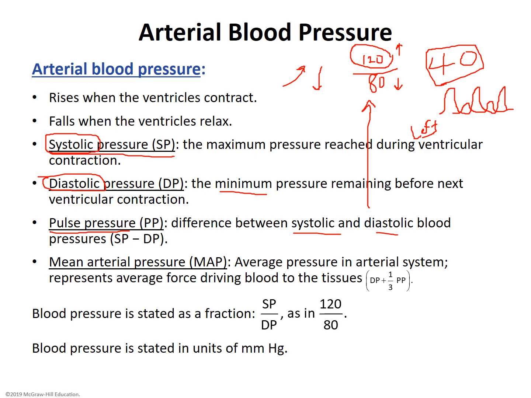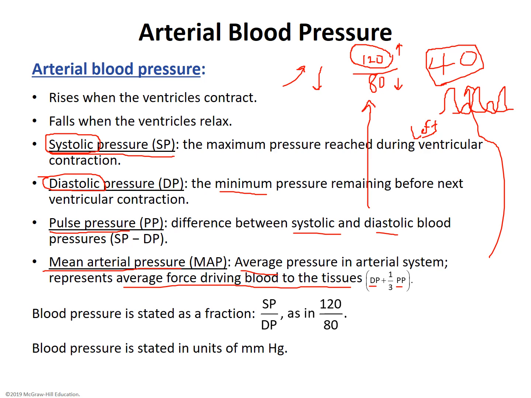Now, mean arterial pressure, okay, mean is an average. Mean arterial pressure is when we take the average force driving blood to the tissues, which is the diastolic pressure plus 1/3 of the pulse pressure. So all it's saying is I'm going to take this pulse pressure, divide it by 3, and then add it to the diastolic pressure. And that's just kind of saying that we're looking at the average force driving blood to the tissues.